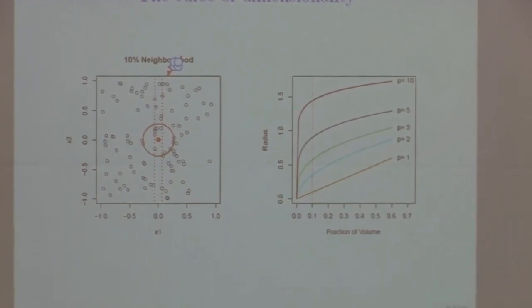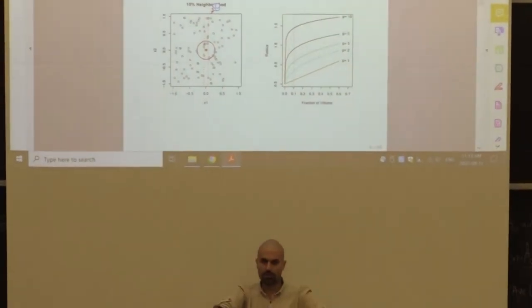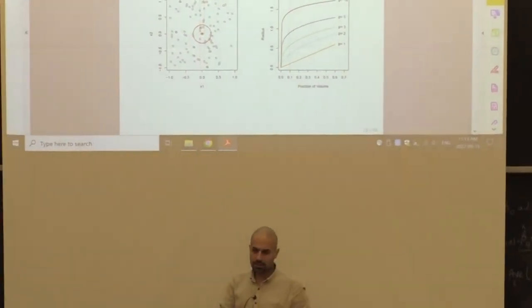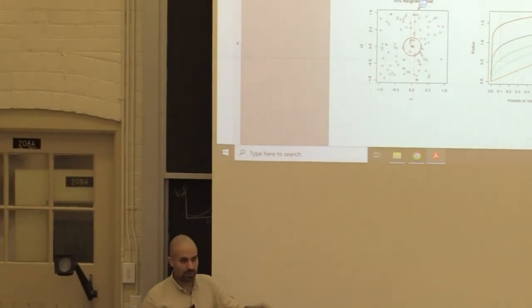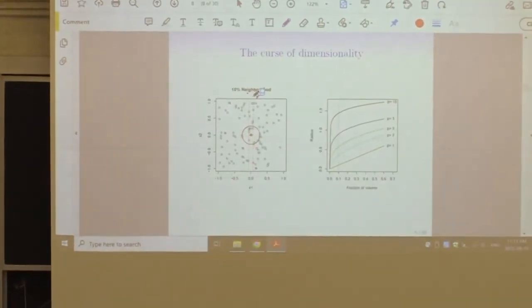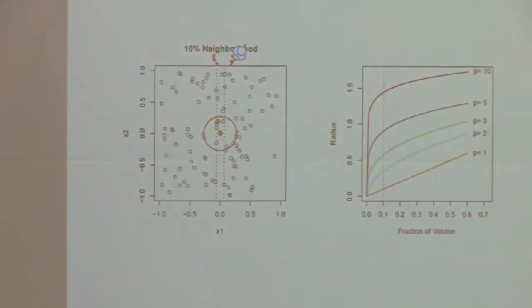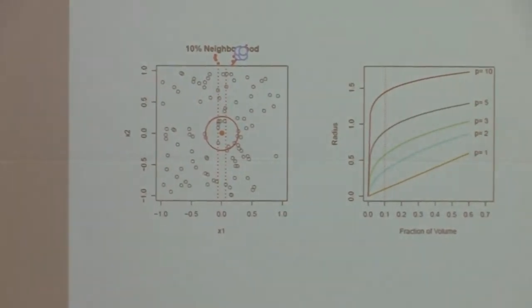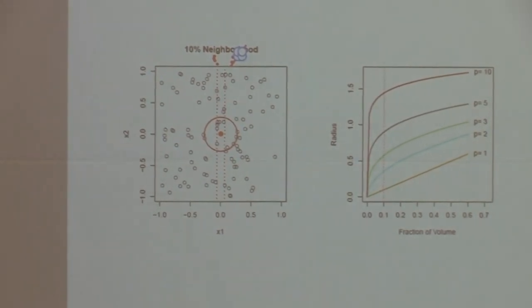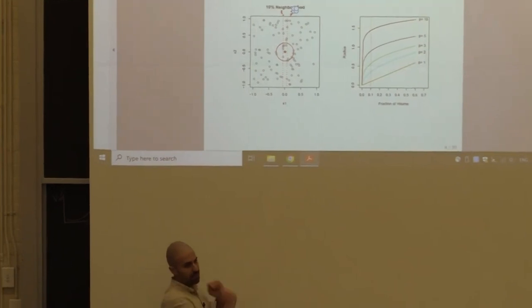All the historical data that we have are the circles. 10% of them fall within those two vertical lines. So this is a 10% neighborhood for one dimension. And you can see that the radius of this neighborhood is essentially the width of that rectangle. So in one dimension, we just need to move this much in order to capture 10% of the data.